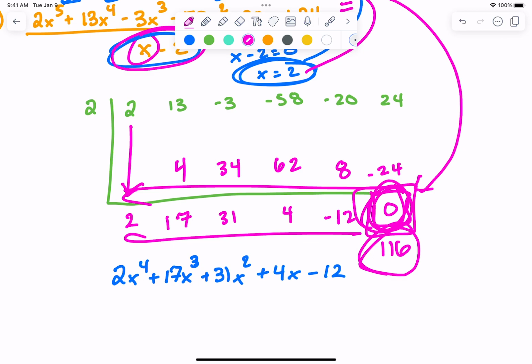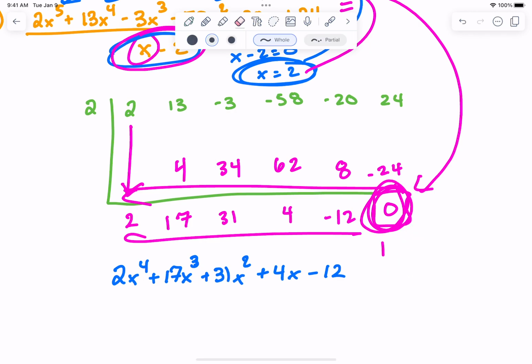Okay, and that kind of leads us into, don't write the 116 down. That has nothing to do with it. I just made that up just now. La, la, la, la, la.